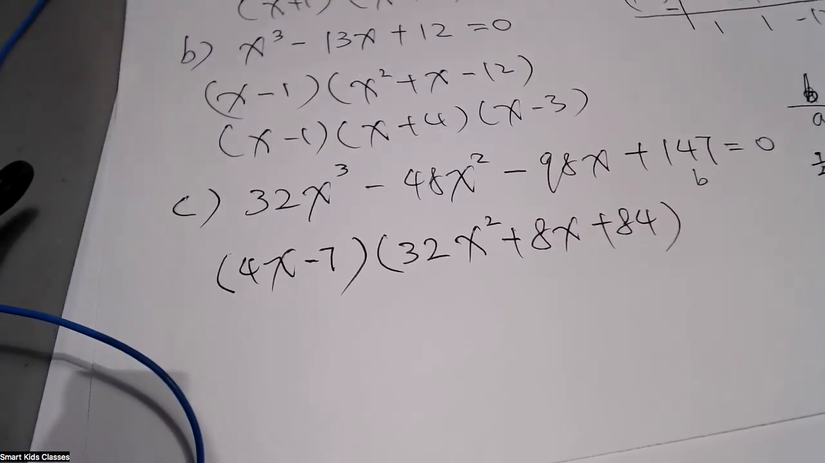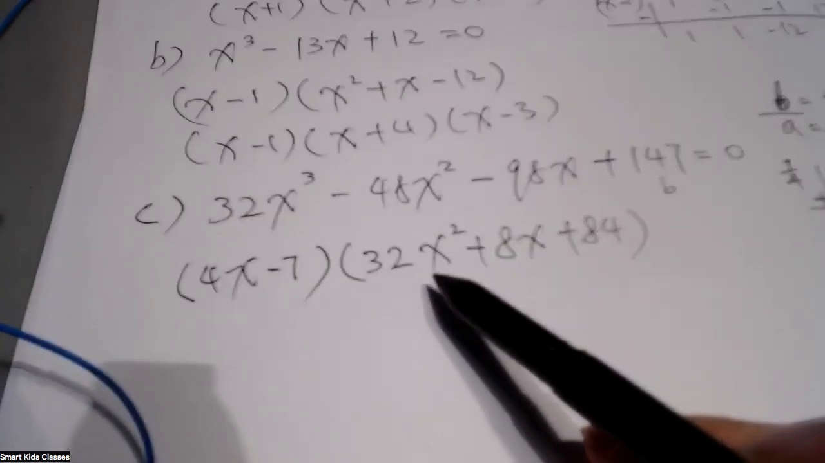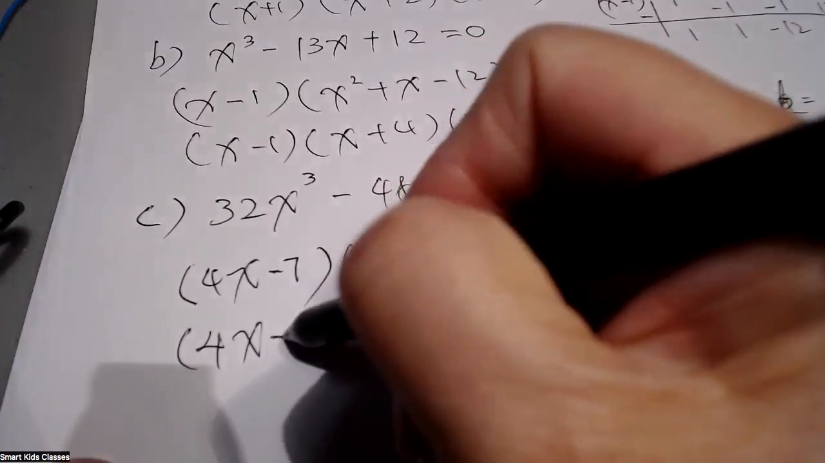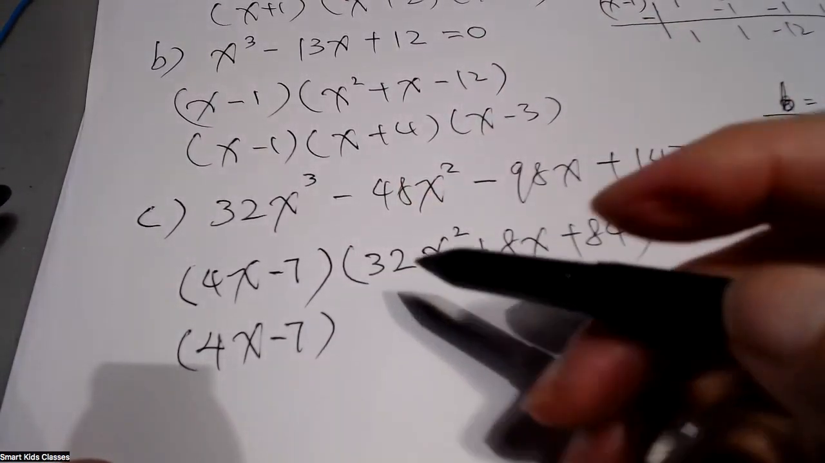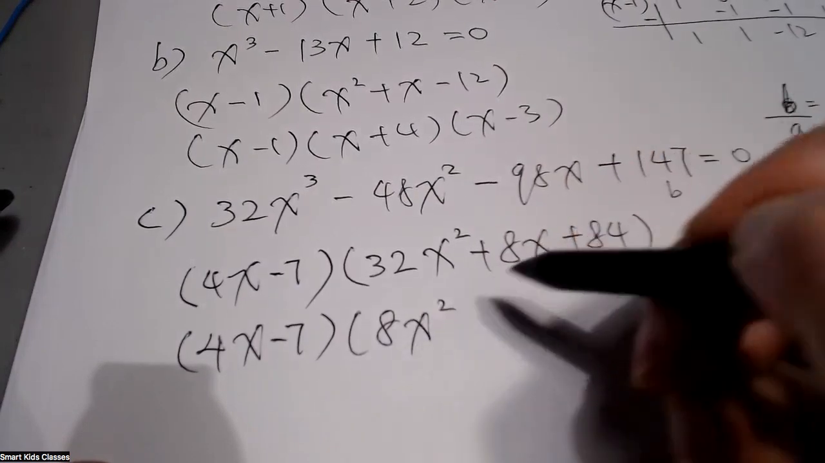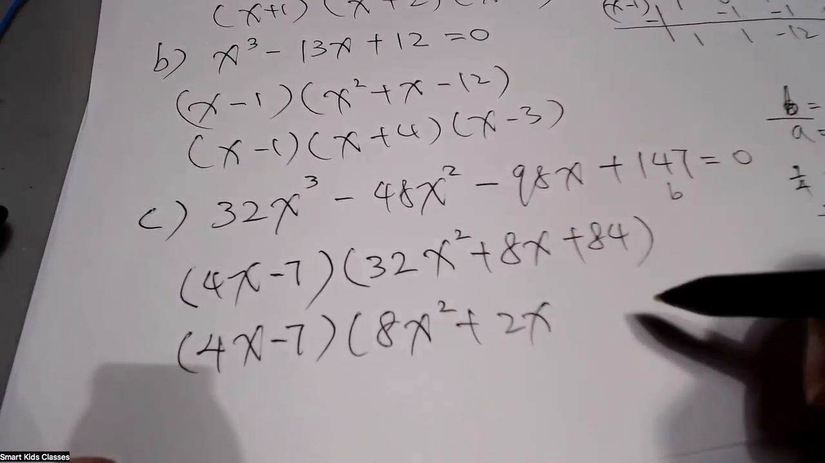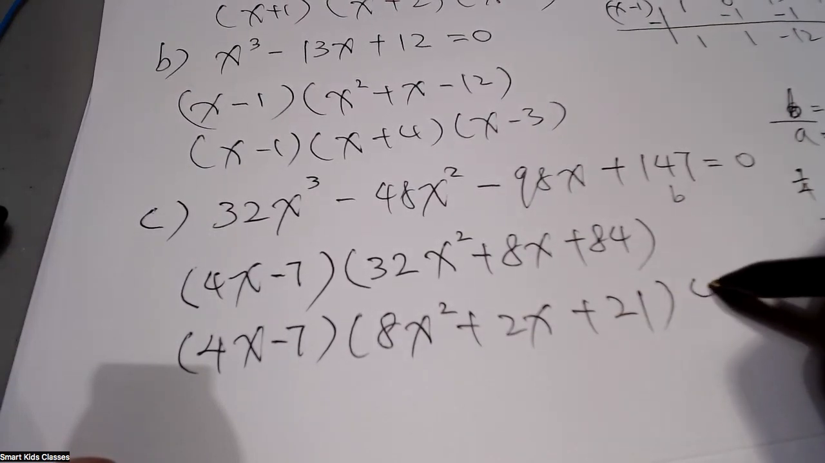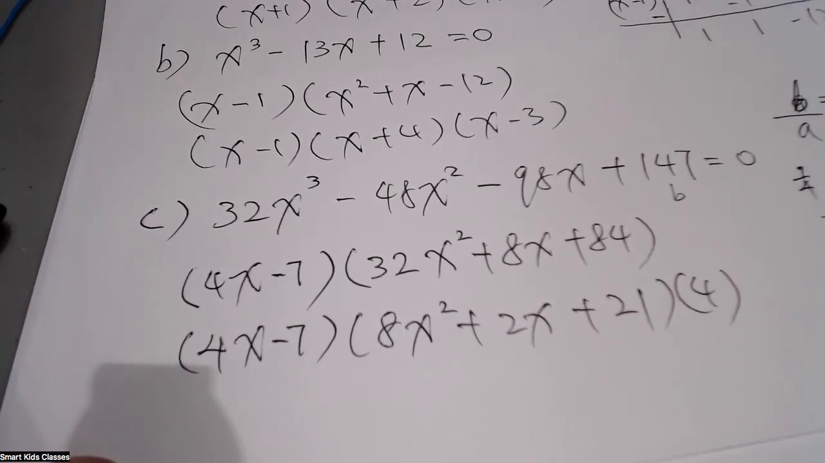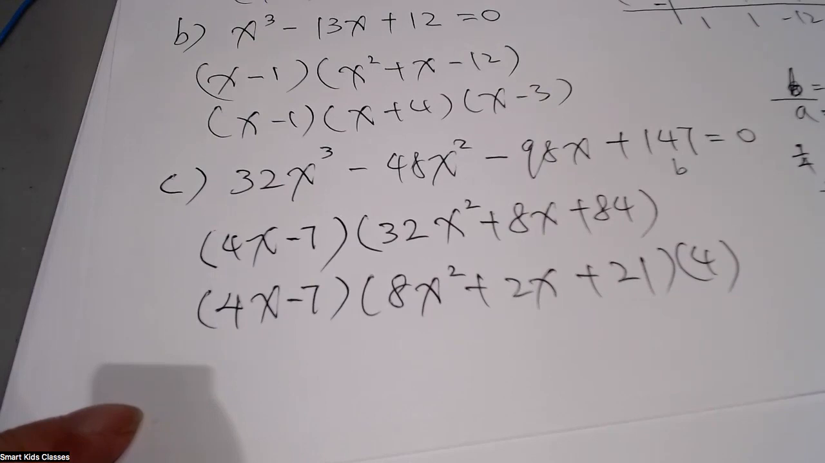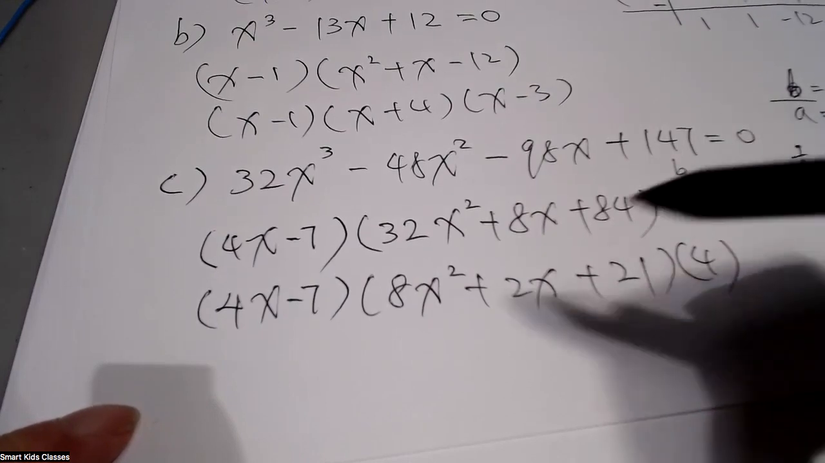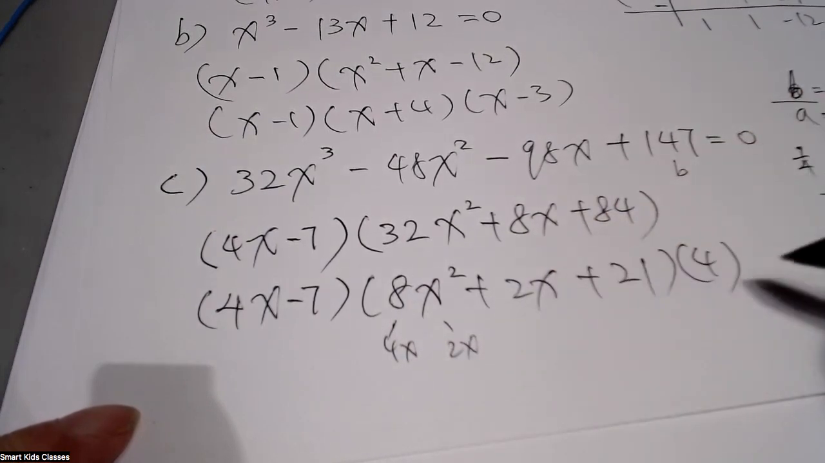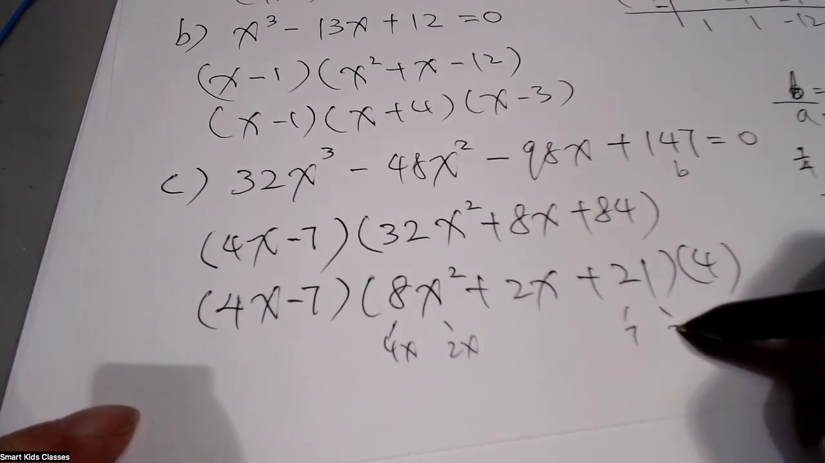So from the question here, you know this part is factorable. We can factor 4. So we're going to put 4x minus 7. If we divide by 4, I'm going to have 8x exponent 2, plus 2x, plus 21, and times 4. So from here, 8 and 21. So I'm going to factor it. Like 8, I'm going to have 4x and 2x, and 21, I have a 7 and a 3.